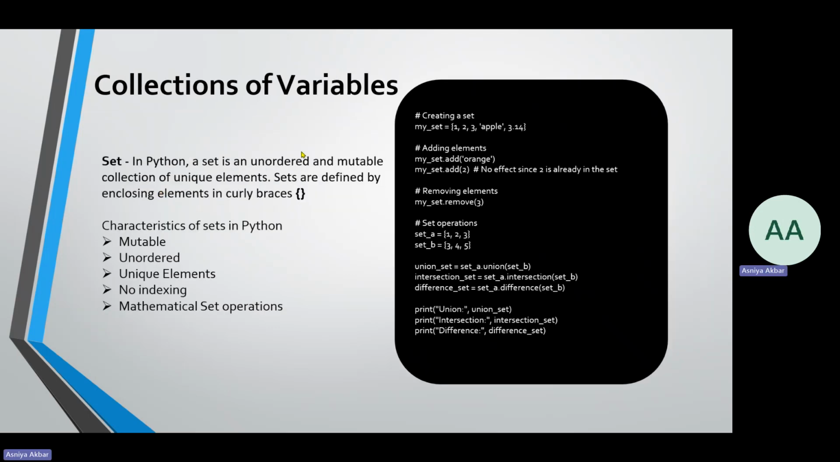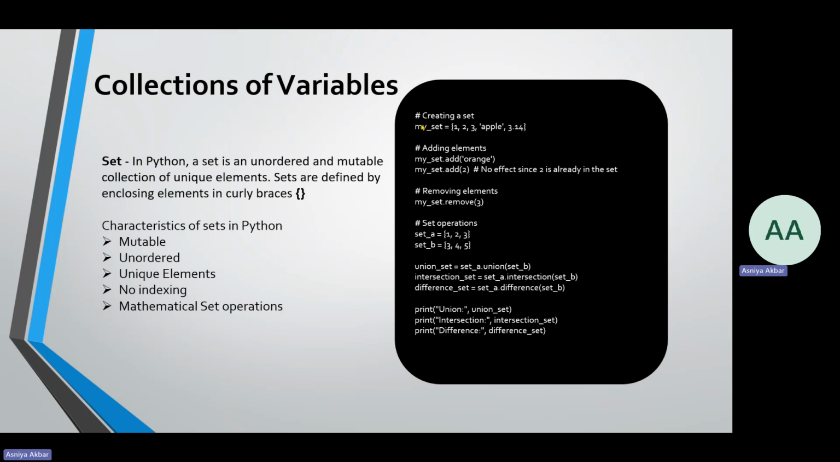Next up, we have a set. So a set is another built-in data type that represents an unordered collection of unique elements. So this again is mutable. This is unordered. A set does not maintain the order of elements. Unlike lists or tuples, it has unique elements, meaning that it does not allow duplication. It has no indexing, but sets in Python support various mathematical set operations such as union, intersection, difference, symmetric difference, etc. And all of this can be applied using different methods.